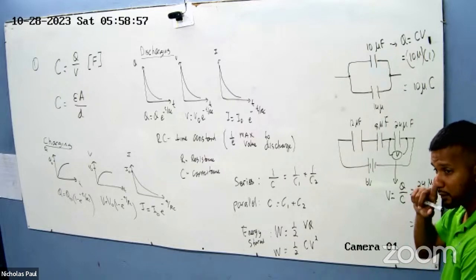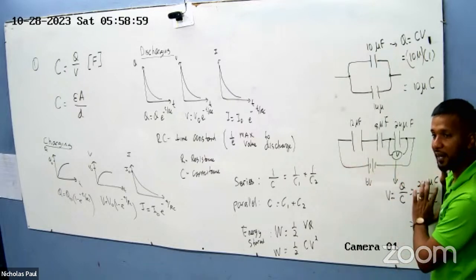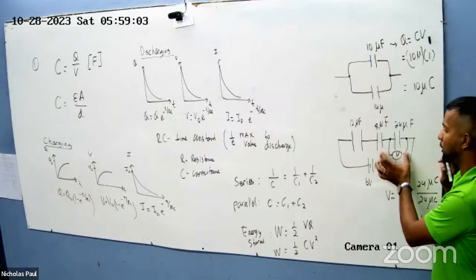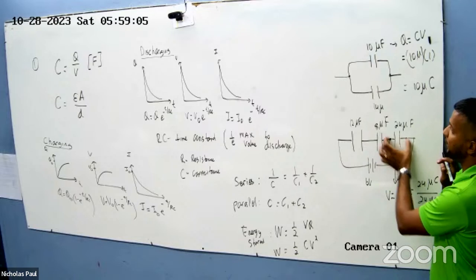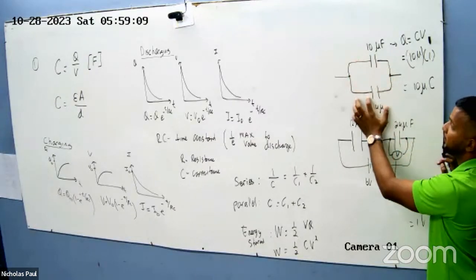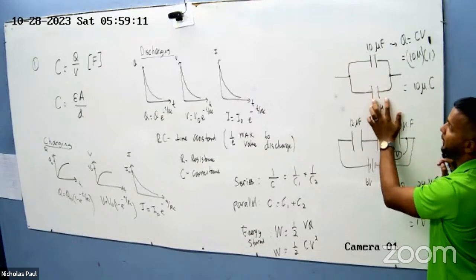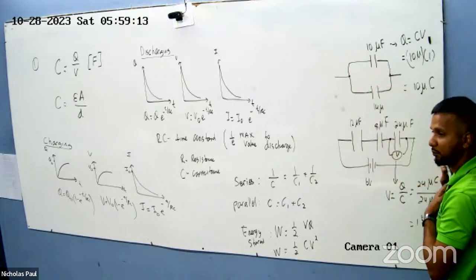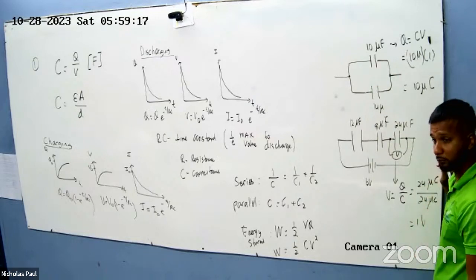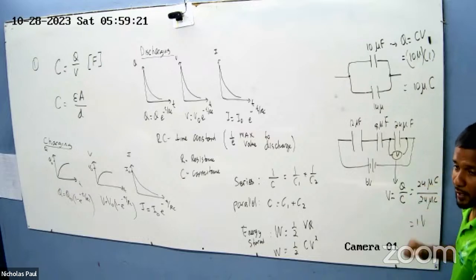Are you okay with that? Right, so you notice I went back and I used 4.5 electricity here. I went back and worked out the voltage here, and the voltage here will be the same voltage here and the same voltage here. These two will carry the same voltage, because in parallel the voltage is the same. Are you okay with that? And the other one.